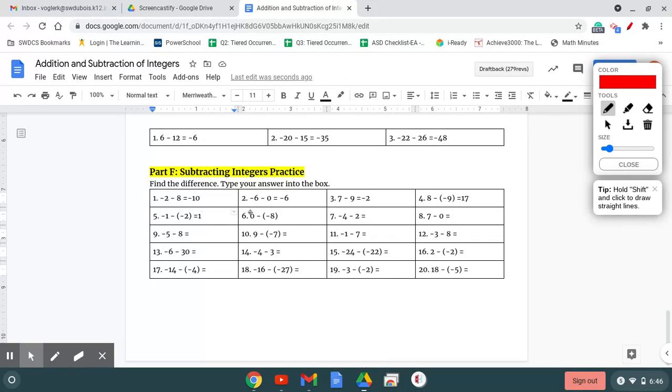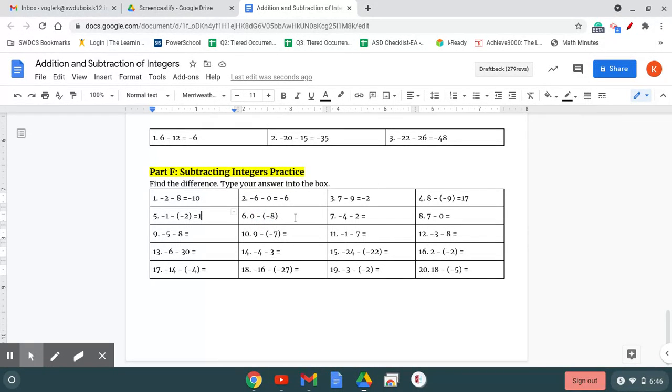Number 6, 0 minus negative 8. Remember, we have a minus and negative. Turn that into a positive. And now we have 0 plus 8. Any number plus 0 is just that number, so this equals 8.